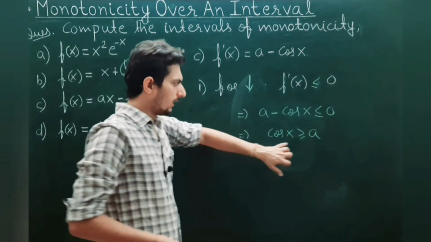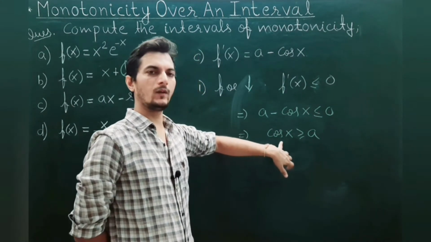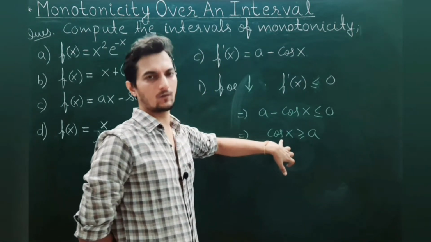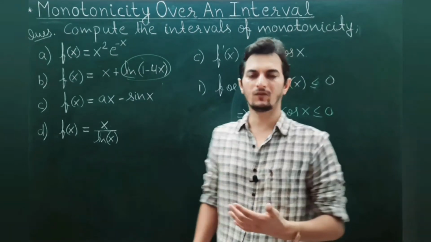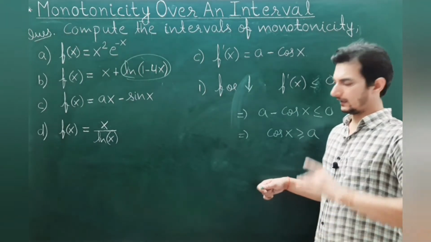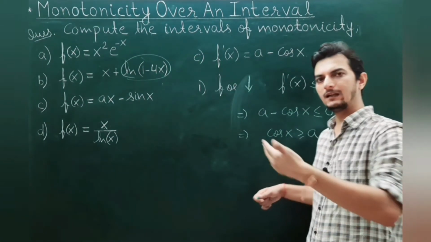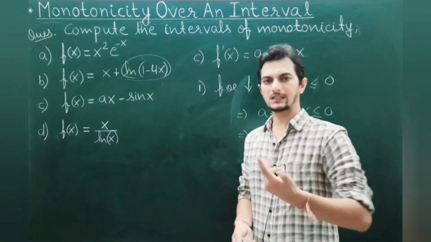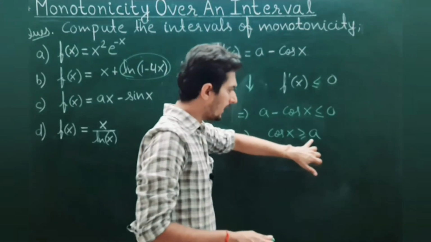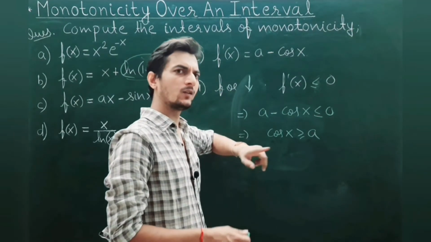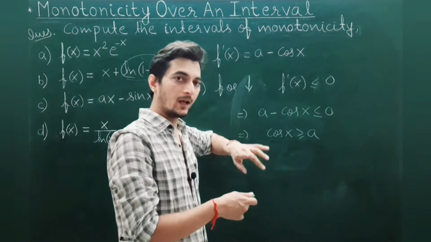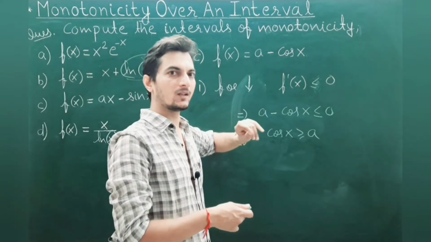Now for what values of A is cos x always greater than or equal to A? Just look at the minimum value of cos x. If I want to make a variable function greater than or equal to something, look at its minimum value. If I want to make a variable function less than or equal to something, then take the maximum value. Here I know that the minimum value of cos is -1, and if A is -1 or less than -1, then cos will always be greater than or equal to its minimum value, which is -1. So A here must be less than or equal to -1.